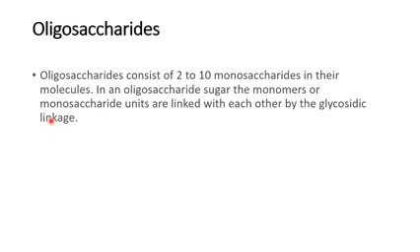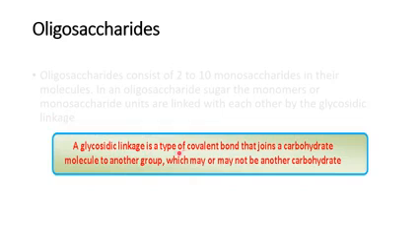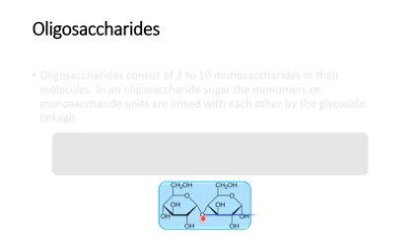A glycosidic linkage is a type of chemical covalent bond that joins a carbohydrate molecule to another group, which may or may not be another carbohydrate. So it may not be a carbohydrate, but basically it is an ether linkage, as shown here, between the two monosaccharides. Glycosidic linkage is nothing but an ether linkage which forms the basis of the carbohydrates.